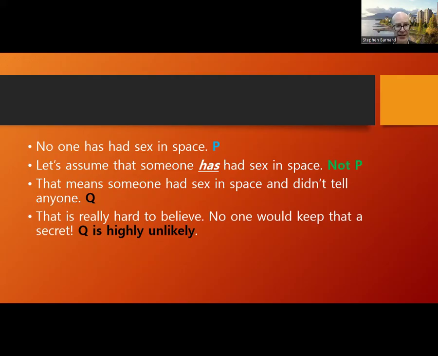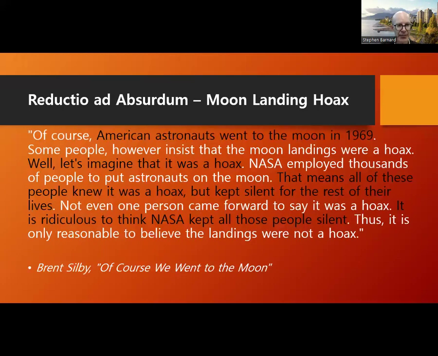If someone had had sex in space, they would not have kept it a secret. It would have been put somewhere on the internet, and that fact would be well known. No one would keep that a secret, therefore Q is highly unlikely. And from that, I have to assume that my original argument, P, no one has had sex in space, is correct. Let's take a look at a couple of other examples.